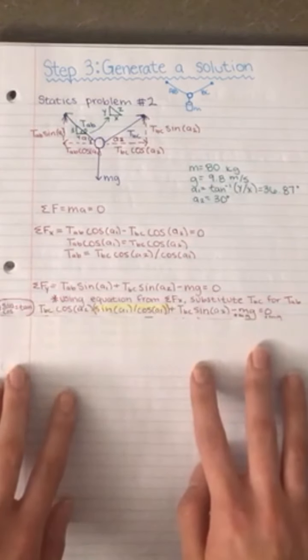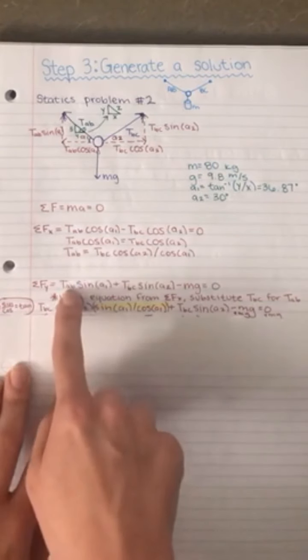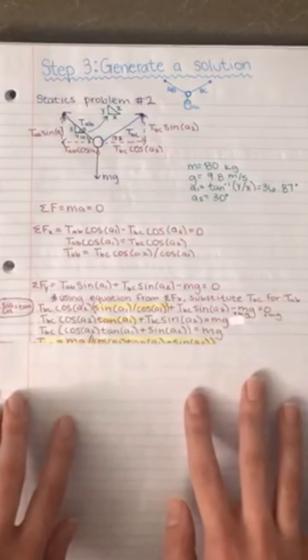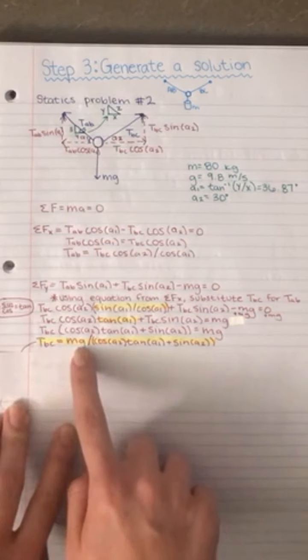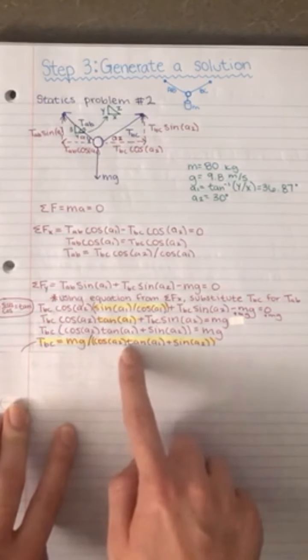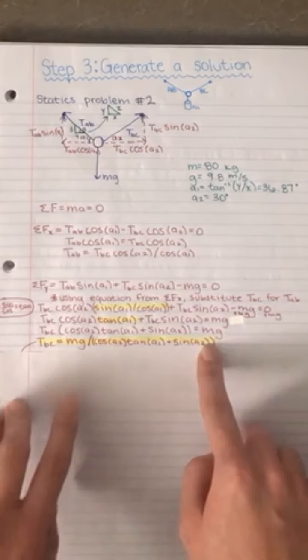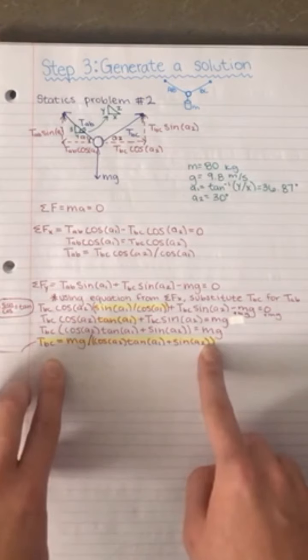Now we're going to take the equation from above and substitute it into this TAB in order to solve for TBC. There's a lot of algebra doing that, but at the end we get TBC is equal to mg divided by cosine of A2, tangent of A1 plus sine of A2. This is the equation that we plug into Excel to generate our solution.